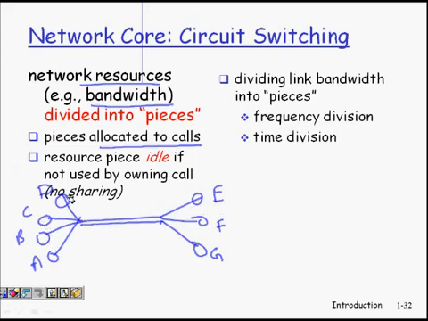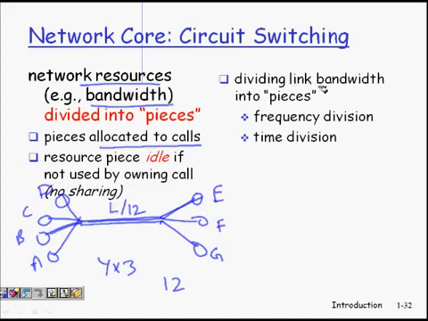If B is talking to E, there will be a dedicated resource from B to E. So 4 into 3, that is 12 different communications can happen. This link capacity will be divided by 12 for all the different calls. But if B is not talking to E, then that particular resource will not be utilized.